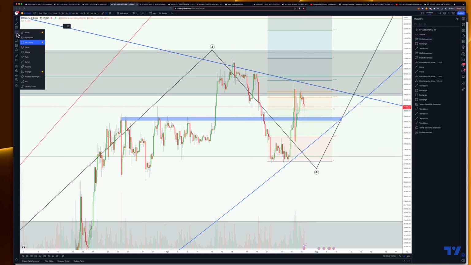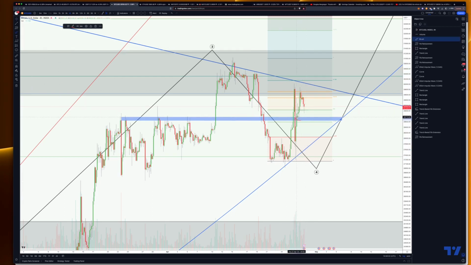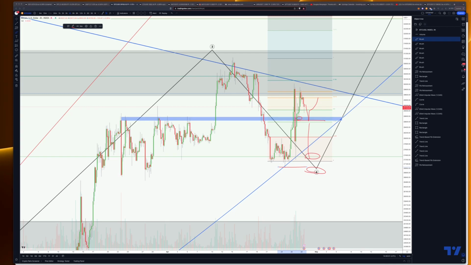Otherwise, so we retested there. We shouldn't come down all the way there. But anyway, we'll see that. If we break this level, guys, we're going to come back all the way here again, or even further for liquidity, just underneath that. There's another chart for that. And this is here.